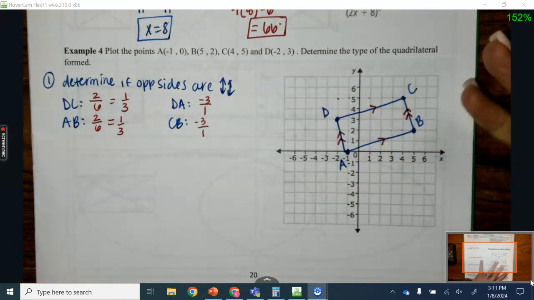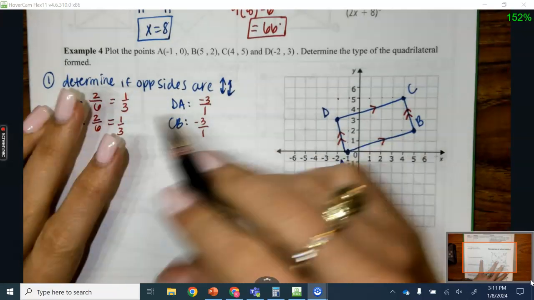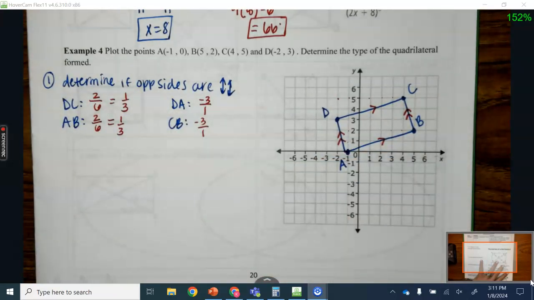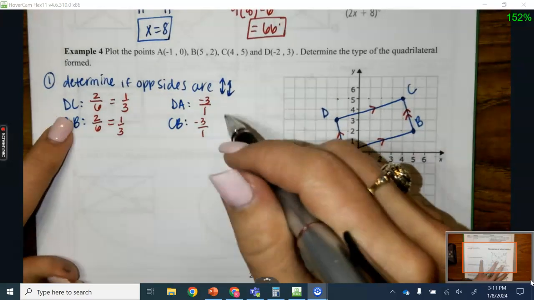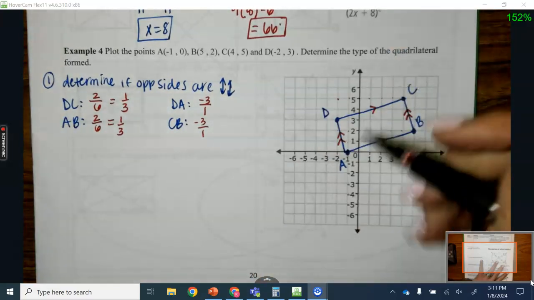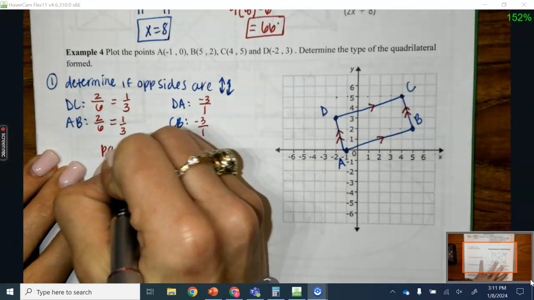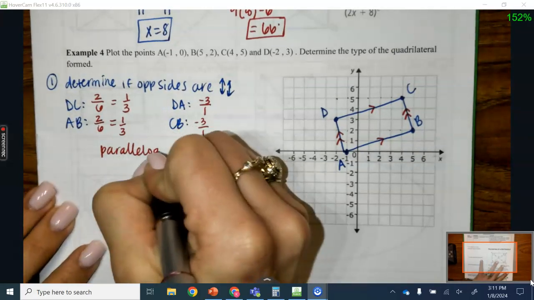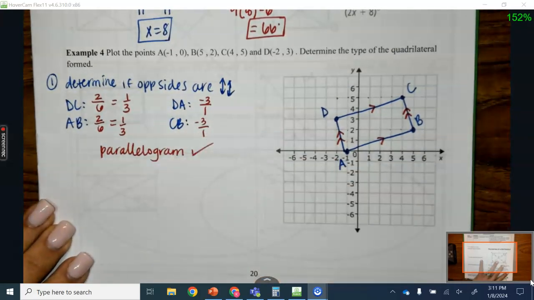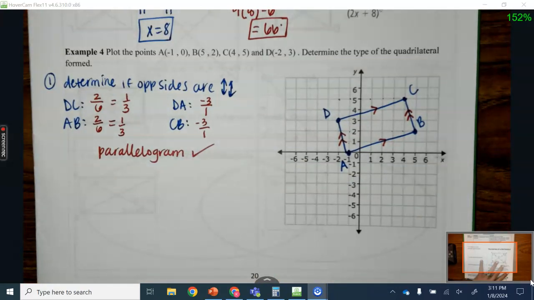Parallel lines have the same slopes. They don't all 4 have to have the same slope, but your opposite sides have to have the same slope. So this is good. This is at least a parallelogram, right? So I'm going to put parallelogram. Check. So all the properties that we learned from parallelogram are true with this figure.